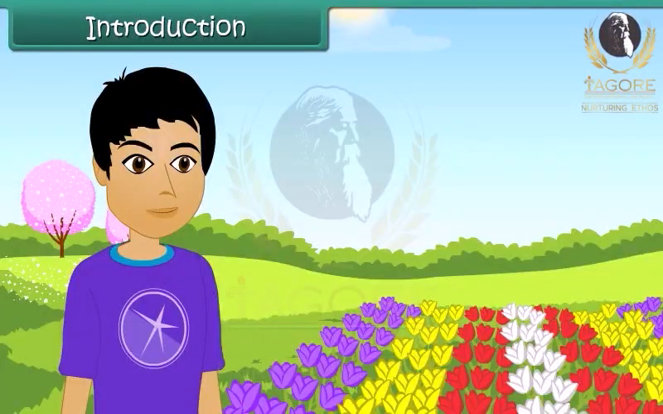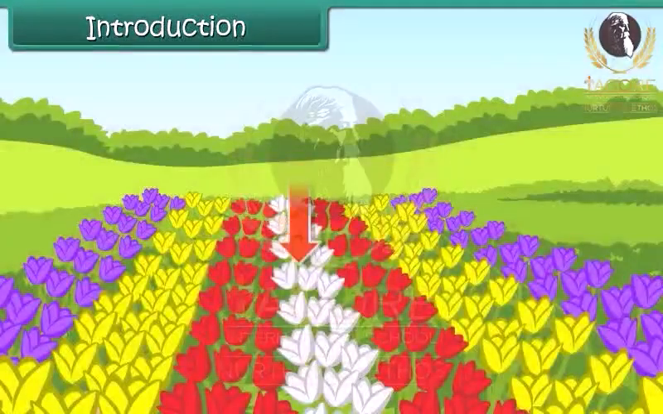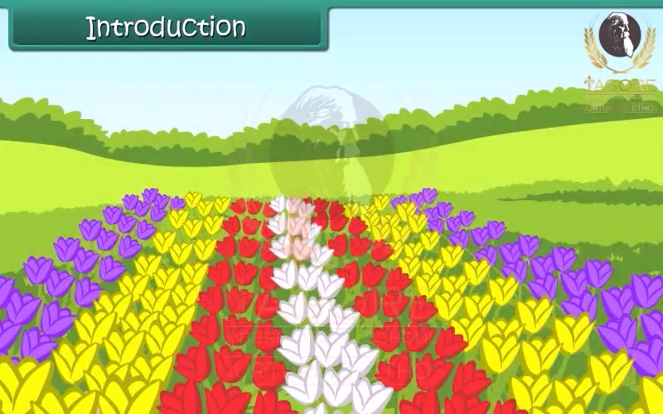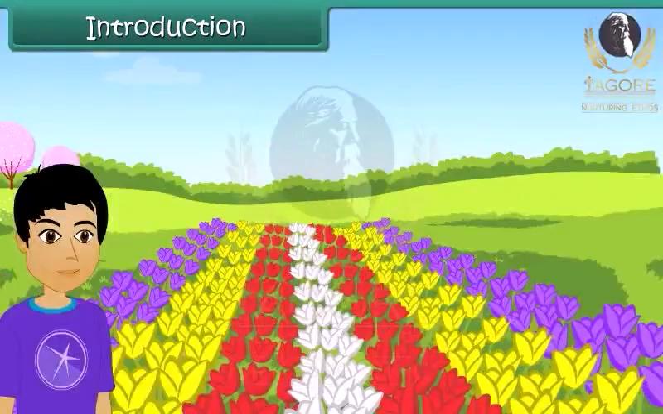Vishesh is also quick to notice a pattern in the tulips. The white tulips are at the center. On either side, there are red tulips. Beyond the red tulips are the yellow ones, followed by the purple tulips. This observation sets his mind to work.